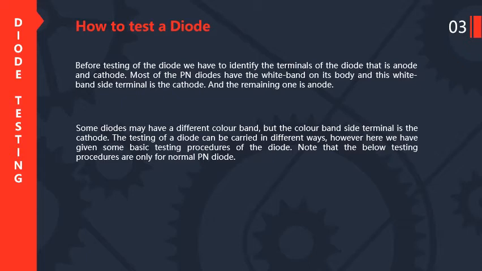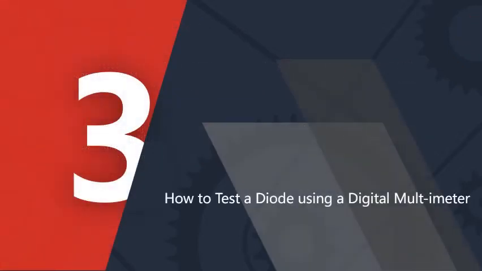The testing of the diode can be carried out in different ways. However, here we give some basic testing procedures of the diode. Note that the below testing procedures are only for a normal PN diode. Next topic is how to test a diode using a digital multimeter.